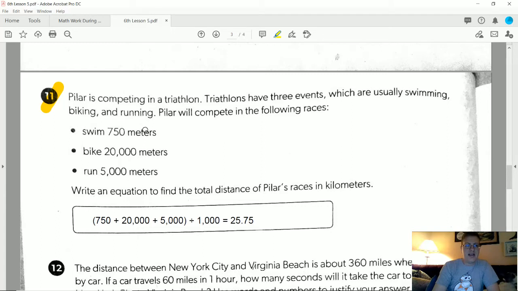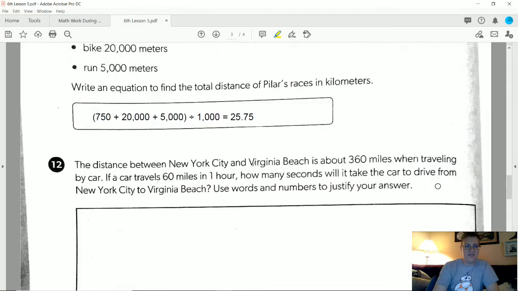So the way that I figure out the answer is I go ahead and change it beforehand. So I'd have 20 kilometers plus 5 kilometers plus 0.75 to get 25.75. Writing it out as an equation, we can go ahead and take our meters and add those 3 together to get 25,750. Divide that by 1,000 to get 25.75.